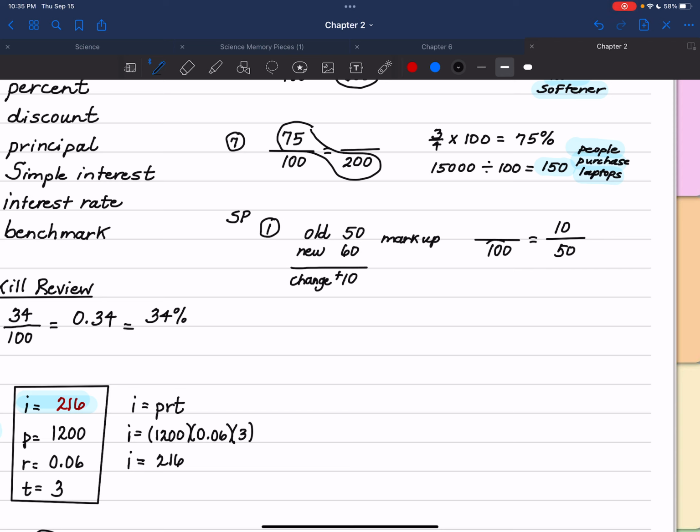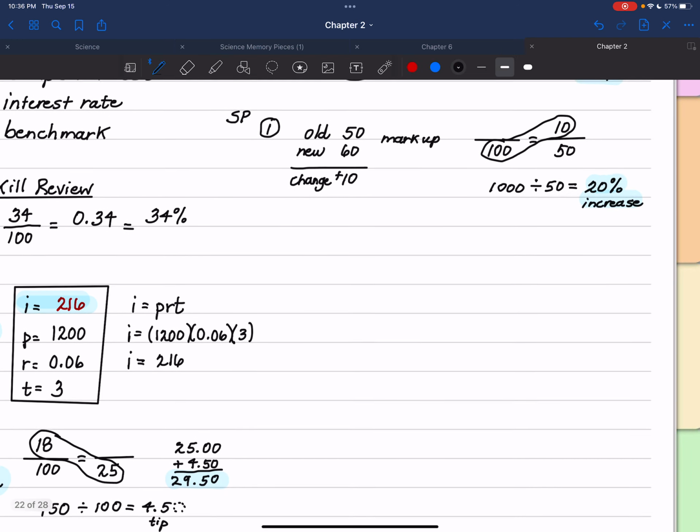work the proportion. So 1,000, you have 1 times 1 and then 3 zeros, divided by 50, is going to be 20. So this is a 20% increase, markup in the price. And again, that is not multiple choice. We're having to get exact answers on these.